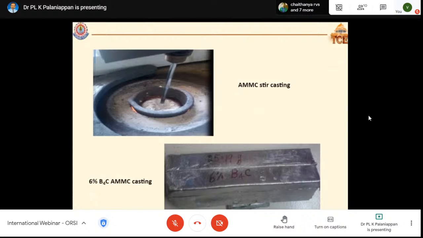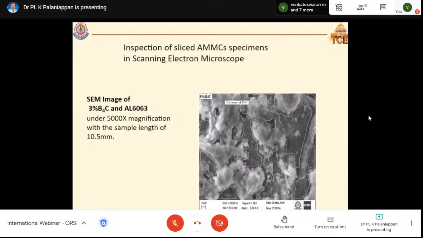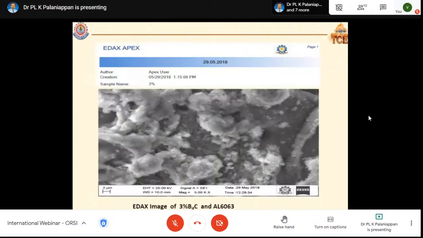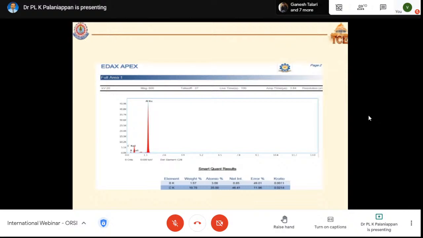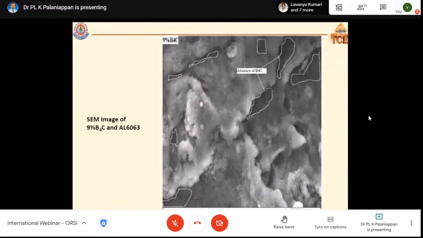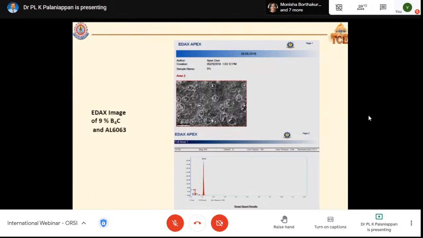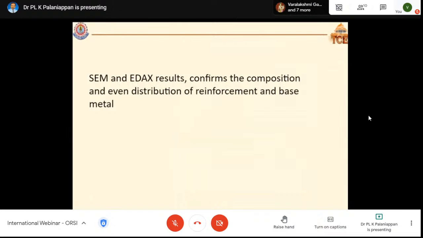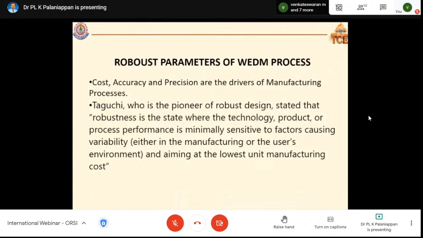That is for 3, 6, and 9, and these are the SEM images. I'm not going to stop and discuss much on the scanning electron microscope images. This is for the 3%, and this is the EDAX report that ensures the even distribution and the presence of boron carbide. This is for 6%, and this is the SEM image for 9%, and the EDAX image and the distribution for 9%. So the SEM and EDAX results confirm the composition and even distribution of the reinforcement in the base metal. Thus our manufacturing of the aluminum metal matrix composite is over.